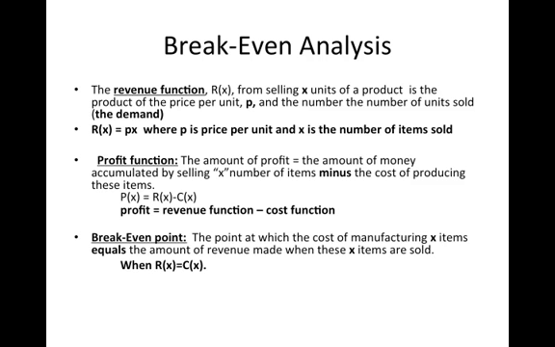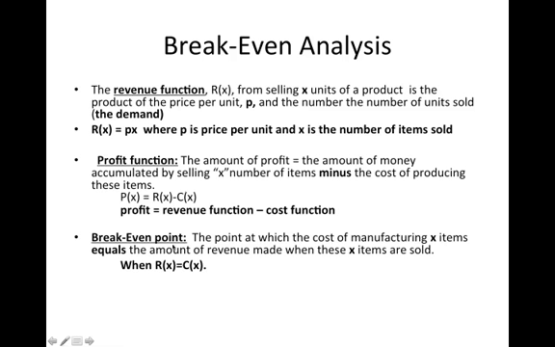That's not actually how much money you clear, how much money you make, your profit. Your revenue is just how much money you bring in. You have to subtract off the cost, the amount of money you spent to make the products, to get your profit. So your profit function is the amount of money accumulated by selling x number of items minus the cost of producing these items. So big P of x is not the same as little p times x. Little p is price, big P is profit. P of x equals R of x, the amount of money you bring in, minus C of x, the amount of money you put out in the first place. So profit equals revenue function minus cost function.